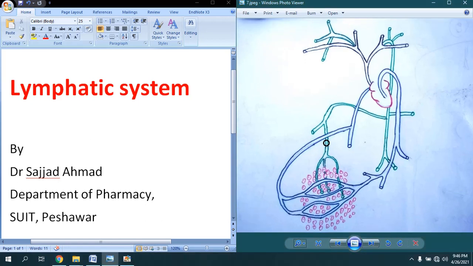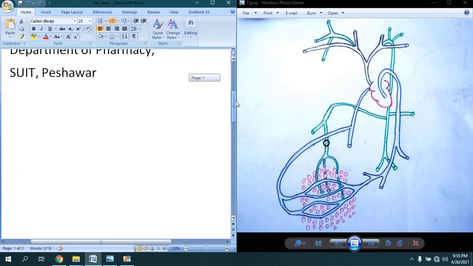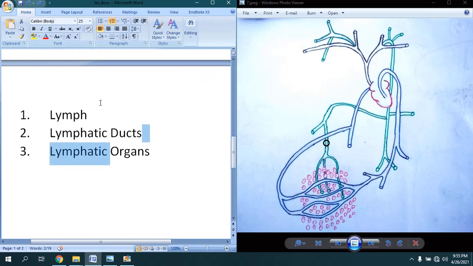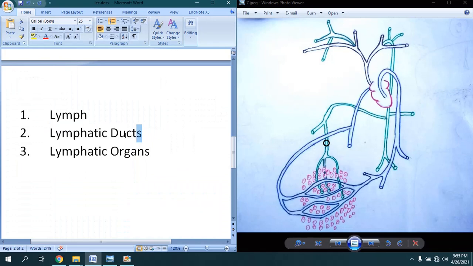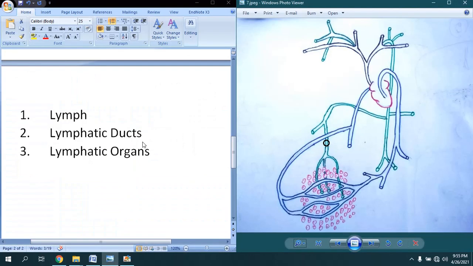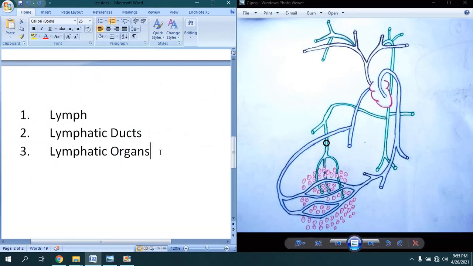The system, which consists of lymphatic ducts and lymphatic organs, is called the lymphatic system. Simply we can say that the lymphatic system is composed of three main parts. Number one, the lymph, which is the fluid drained through the lymphatic system. Number two, the lymphatic ducts. Lymphatic ducts are the vessels through which the lymph, or the fluid, is transported to the general circulation. And number three, lymphatic organs, which are responsible for the defense mechanism of the body.